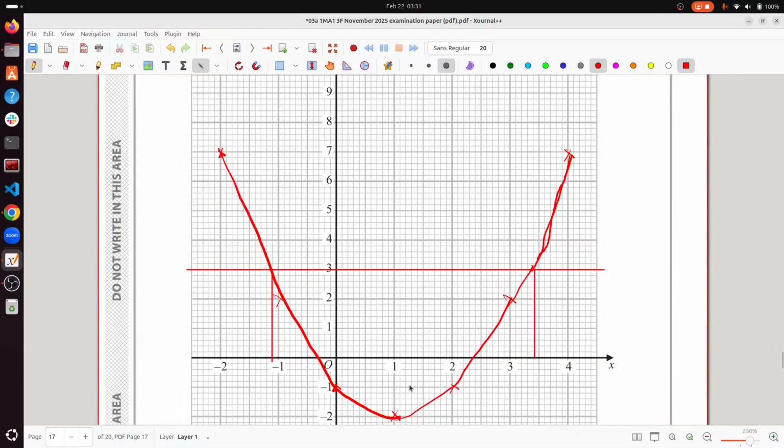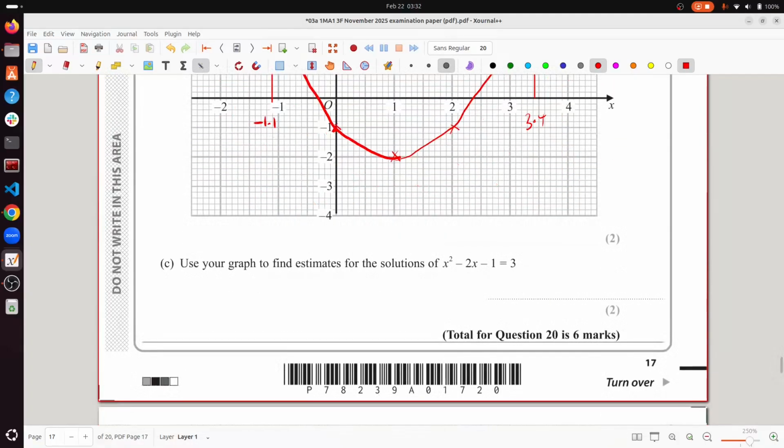So reading that off now, that is minus 1.5, so each one is a 0.1, so that is minus 1.1, and this value here is 3.4. So those are my 2 x values, so minus 1.1 or 3.4. Now it is an estimate, so my value is going to fall within this range. They're going to give me a range of values, so let's check our answer.